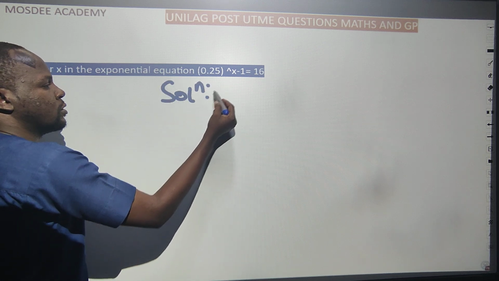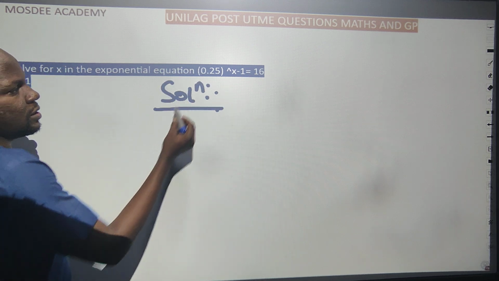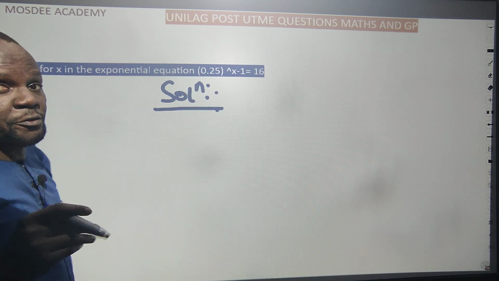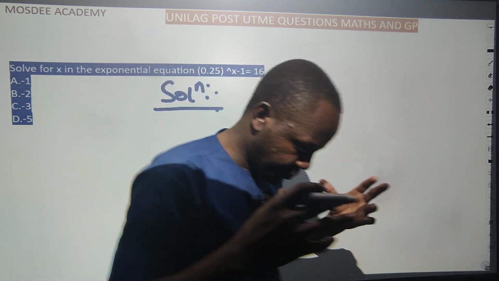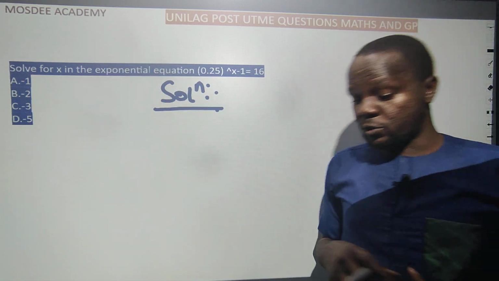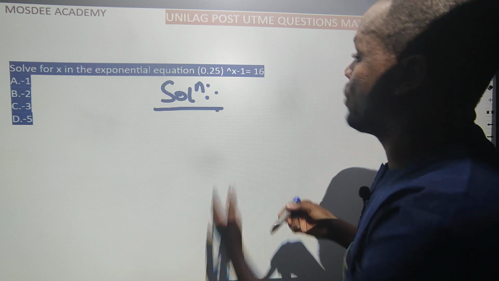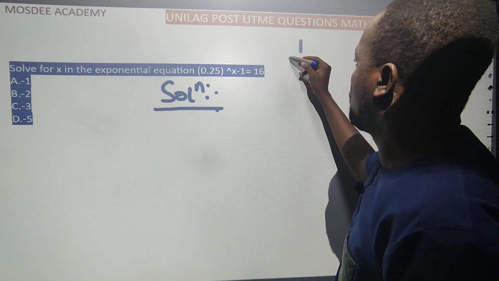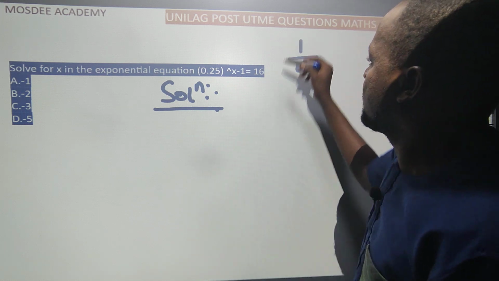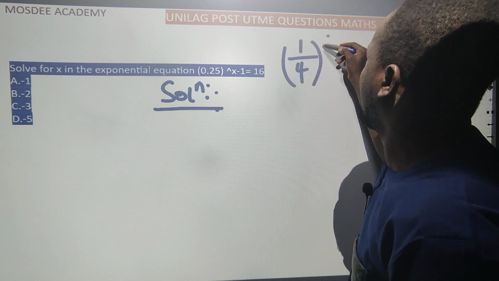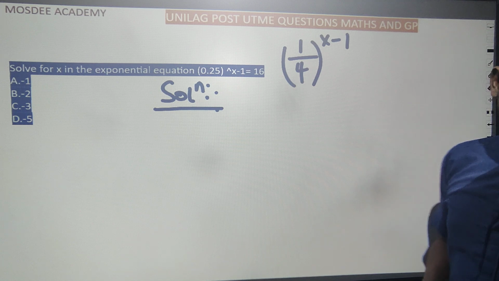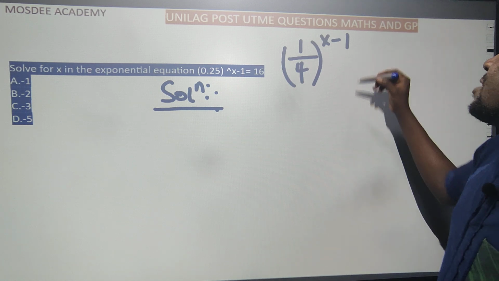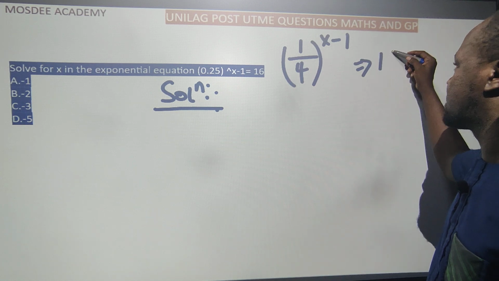We can say the solution will be nothing but 0.25 is 25 over 100. What have I done? I have converted from what? From decimal points to what? To fraction. And 25 over 100, you and I know is the same thing as saying 1 over 4. Now, everything here is raised to x minus 1. I hope this is visible. Thank you very much. This is equal to nothing but 16.